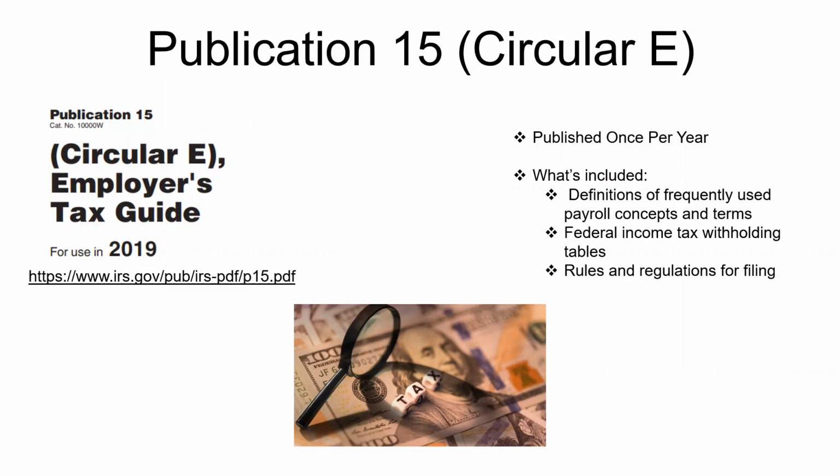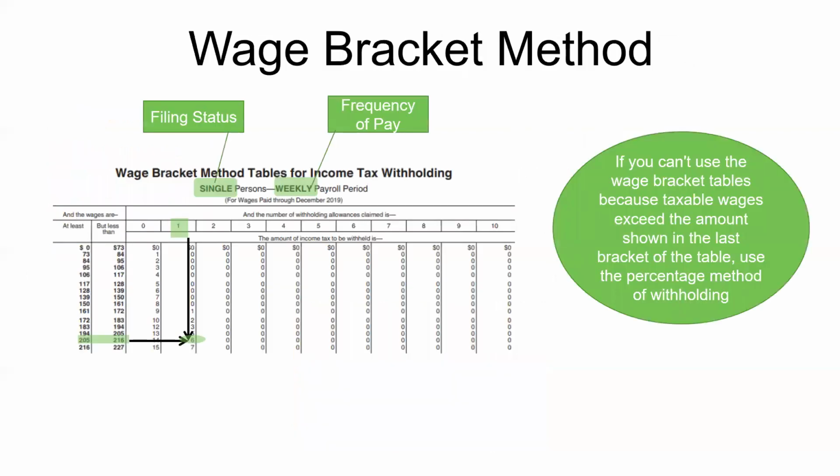Okay, so let's see. I think I covered everything I needed to cover with Circular E. So let's talk about wage brackets. There are two different methods that payroll employees or payroll systems use to withhold the federal income tax from the person's check. The first one is the wage bracket method, and this is the one that most people are familiar with. This uses the information from the back of the Circular E, or these brackets are out there on the web if you're so inclined to go look for them.